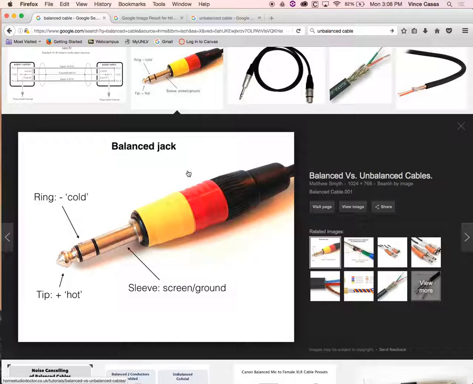Balanced and unbalanced cable essentially means that there's either one conductor plus the ground, or three conductors where two of them are live and one of them is the ground. The big difference here, and you can easily see it, is that this is a balanced jack. This is known as tip ring sleeve, TRS. I don't know if you can see that back there. You can pass it around.